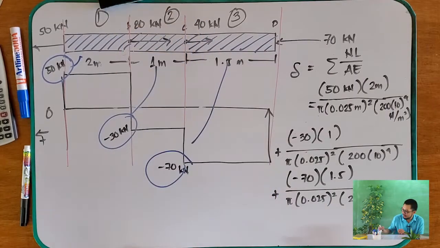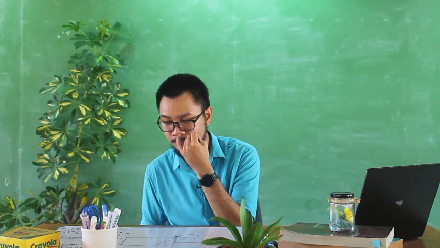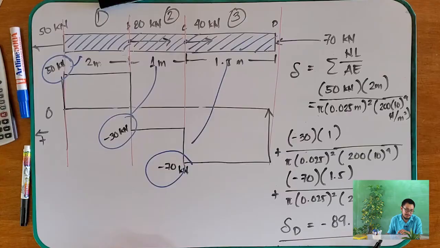And mag-calculate and the answer of your displacement sa imong D is just equal to negative 89.1 times 10 to the power of negative 3 millimeters. Okay. So, take note, ang atong gisolve diri is meters man nga unit. So, ato gi-convert og millimeters diri. And, as you can see, this is negative.